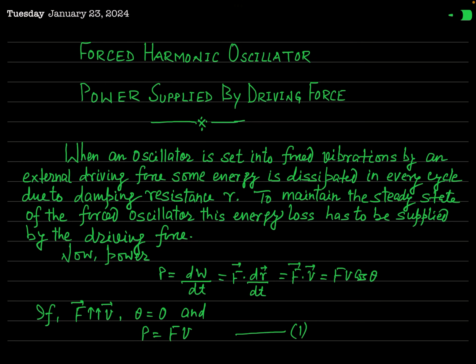In the previous lecture, we started to deal with a very important problem of forced harmonic oscillator, and that was actually the problem of amplitude resonance. You have seen that when the frequency of the applied driving force is almost equal to the natural frequency of the oscillator, then resonance takes place. And when resonance is taking place, that means the amplitude of oscillation is maximum.